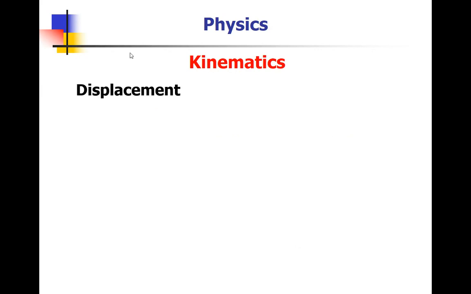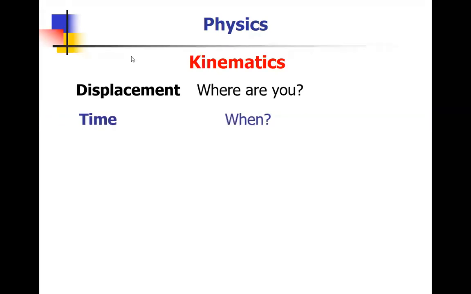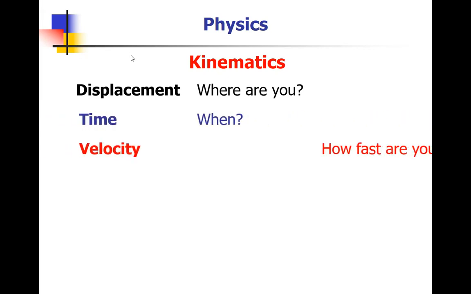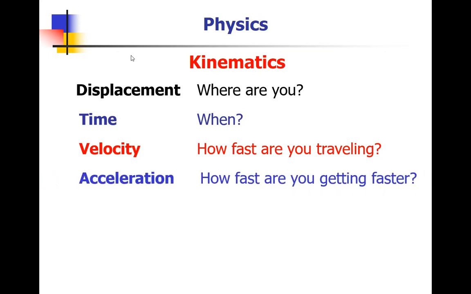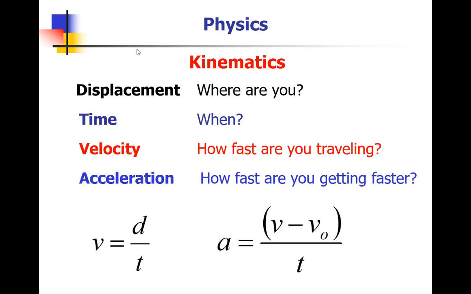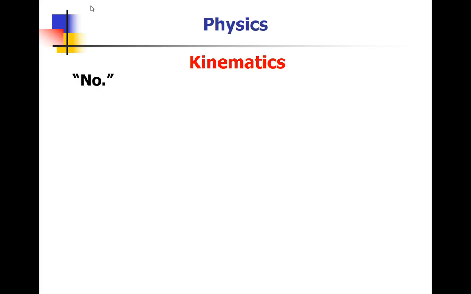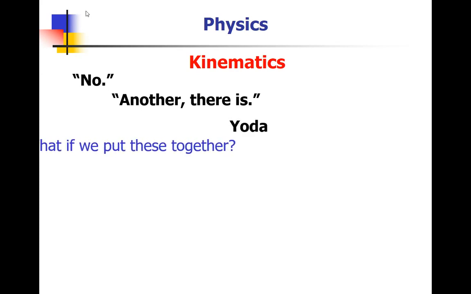Well, look at what we can solve for. Where am I, when? How fast am I traveling? And how fast am I getting faster? All with our first two equations. Well, now what? Those can be the only two possible equations we need for kinematics. There can't be anything else, can there? No, another there is. Oh, that's right.